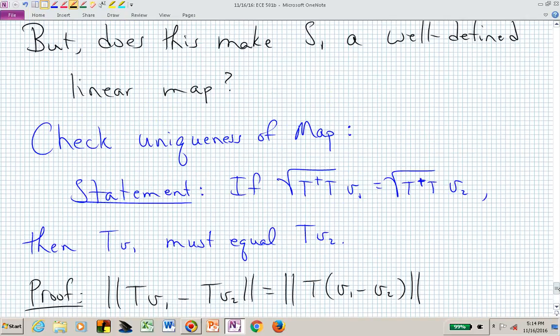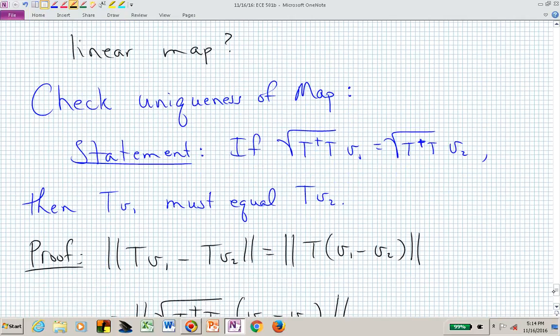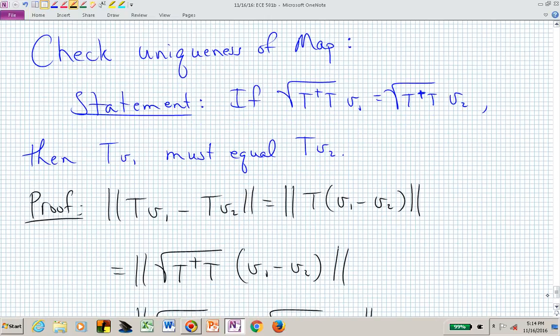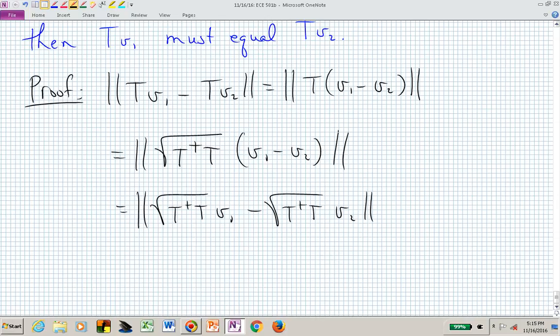But that was our first assumption, wasn't it? We assumed that the positive square root of t dagger t v1 was the same as the positive square root of t dagger t v sub 2. So what's the norm of this last expression? Inside it's the 0 vector, so the norm of the 0 vector is 0. Therefore, the right-hand side is 0.